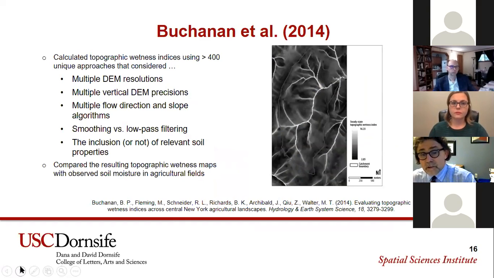So the point here is you need a lot of knowledge about the domain that you're working in. In this case, it's largely got to do with climate and soils in order to be able to choose and then execute the algorithms inside of GIS appropriately. And I'll come back to that in a moment.